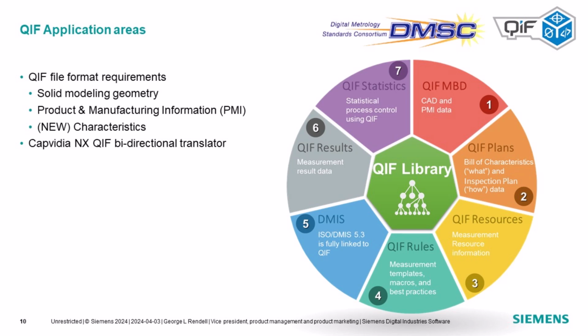So the QIF data format, or file format, or XML format, I'm not sure if I got the terms right yet, has the 3 factors. All 3 of those factors will be in NX with the updated release, where today 2 of the 3 are there. So today with the Capvidia QIF translator bidirectional, you get the geometry and the PMI, but we don't have characteristics. By adding the characteristics into NX and into the NX Open API, Capvidia, as well as potentially other partners, can read and write all 3 pieces, and again, help you eat the pie as you need to satisfy your digital thread.